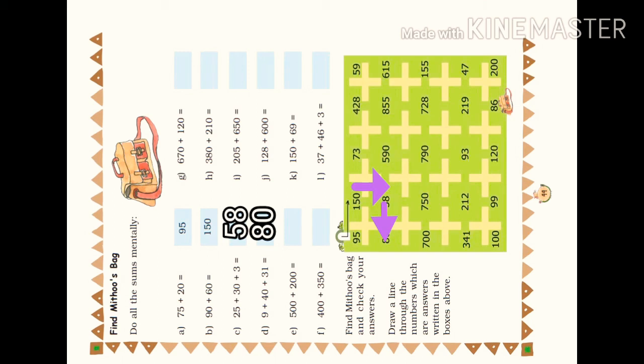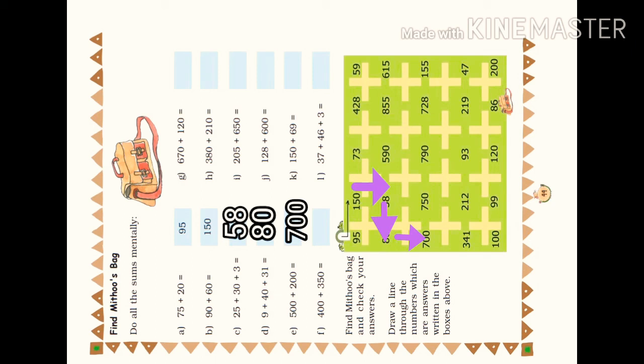Next, number E, 500 plus 200. It gives 700. So from 80, now you can go to 700. This is how you will find the way to reach Mitu's bag.